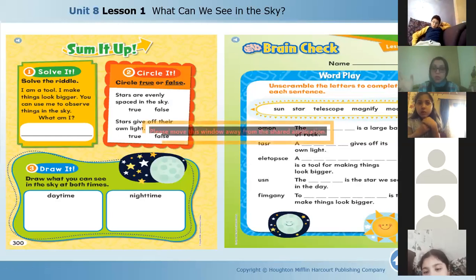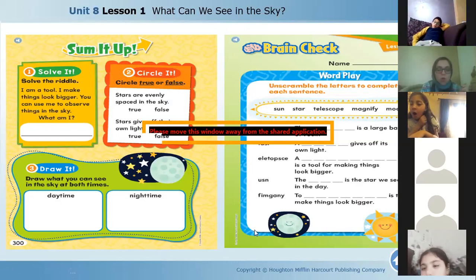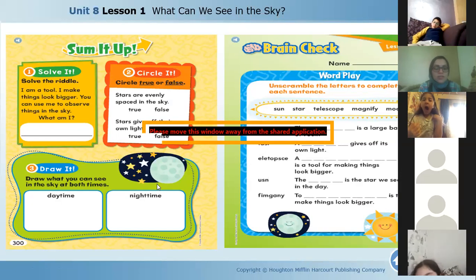Moon. Does the moon give off light? Ruqayya? No, because it's a rock. It doesn't give off its own light. Thank you, Ruqa.